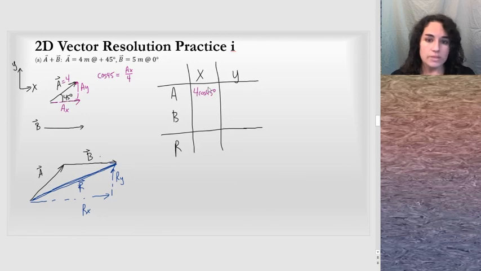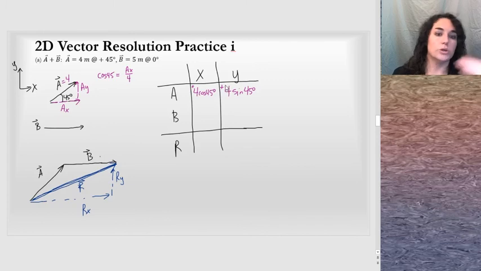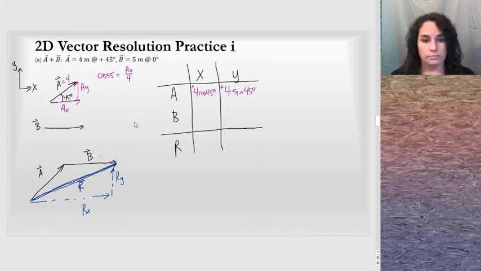You can do the same thing for Ay. We're going to note that Ay is 4 sine 45 degrees. Again, you can calculate it. I'm going to note both of these are in the positive direction. There may be situations where you have negative components, and you'll want to keep track of that.